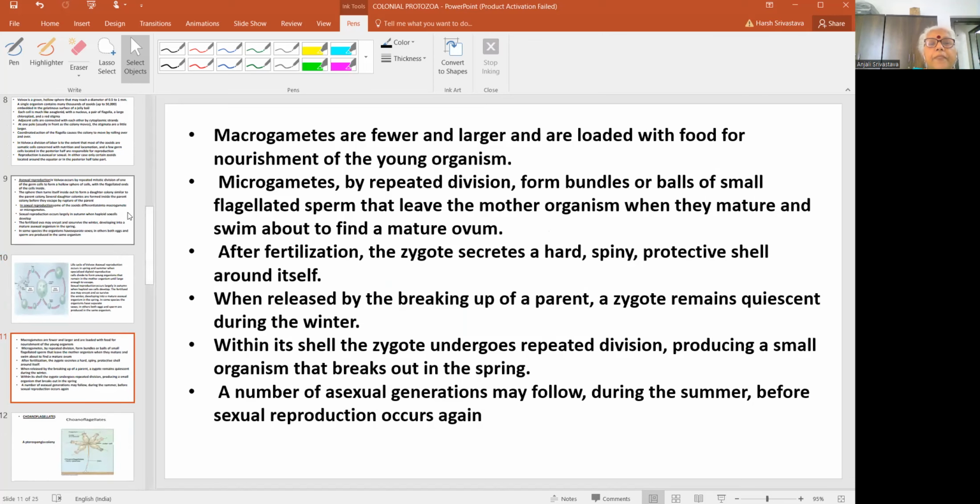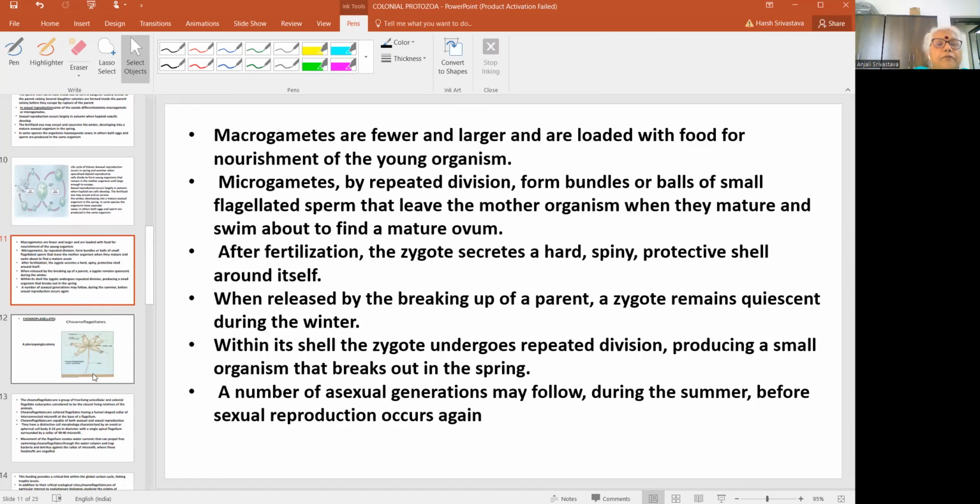So these are the details of the sexual behavior of the volvox. After fertilization, the zygote secretes a hard shell or cyst. A number of asexual generations may follow during the summer before sexual reproduction again occurs. So this is about volvox.